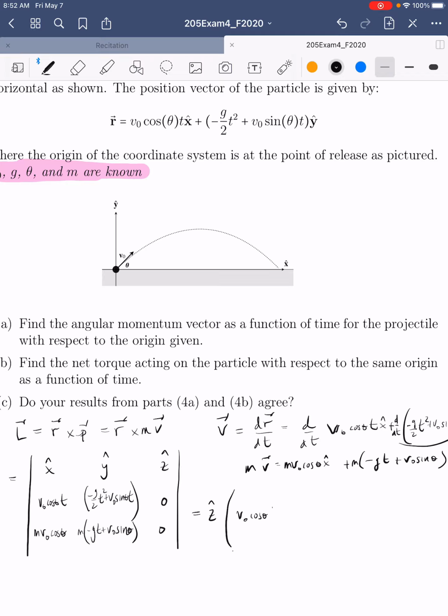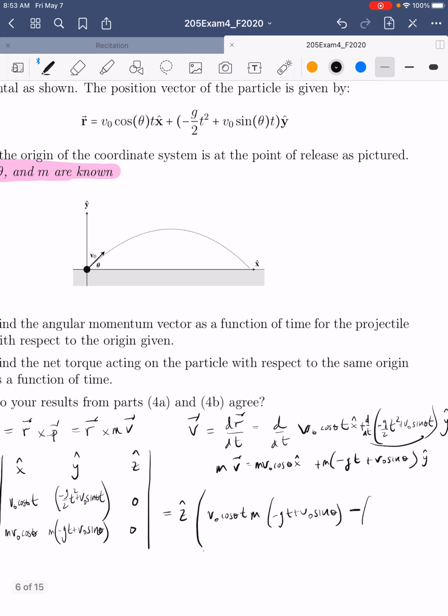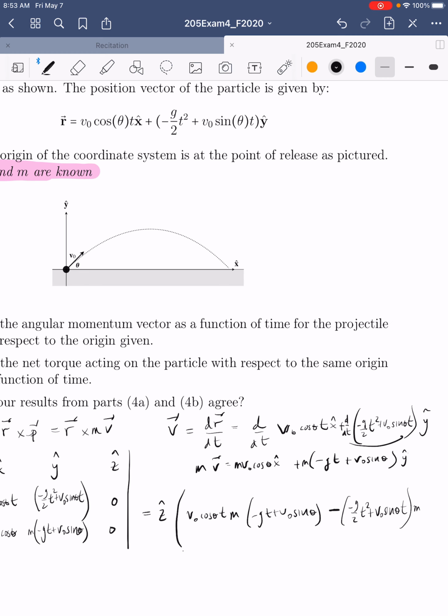And so at the end, I'm going to end up with just z hat, and it's going to be v naught cos theta times time, so this times m minus gt plus v naught sine theta, minus this times this, excuse me, minus g over 2 t squared plus v naught sine theta times m v naught cosine theta. I can sense there's cancellation in here, so I'm just going to kind of go for it and multiply everything through.